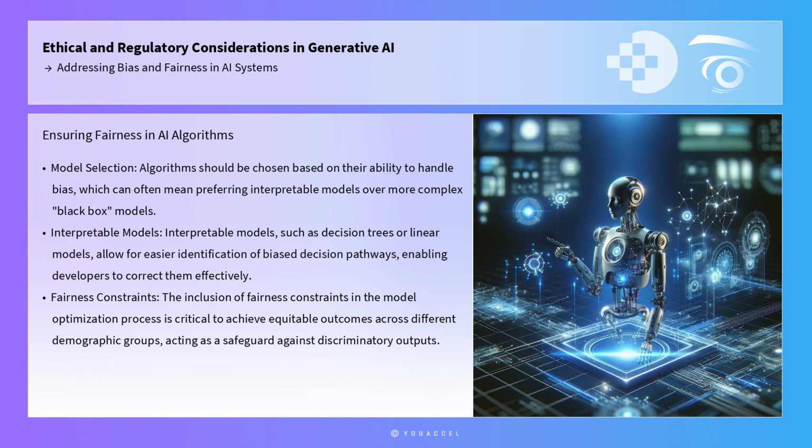When designing AI algorithms, ensuring fairness involves selecting appropriate models and fairness constraints. Algorithms should be chosen based on their ability to handle bias, which can often mean preferring interpretable models over more complex black box models. Interpretable models, such as decision trees or linear models, allow for easier identification of biased decision pathways, enabling developers to correct them effectively. The inclusion of fairness constraints in the model optimization process is also critical. These constraints force the model to achieve equitable outcomes across different demographic groups, acting as a safeguard against discriminatory outputs.